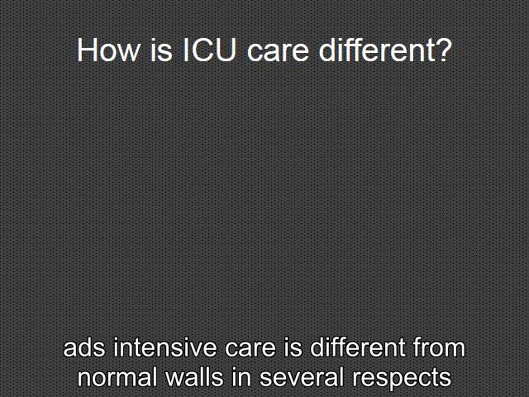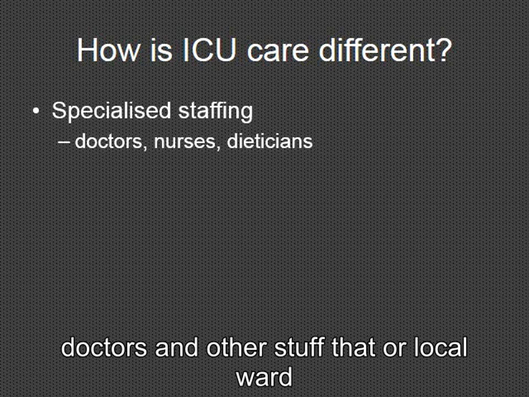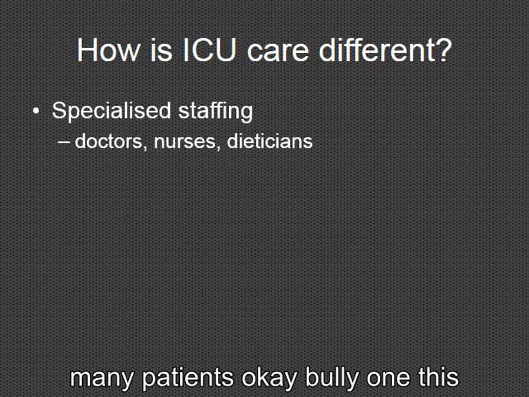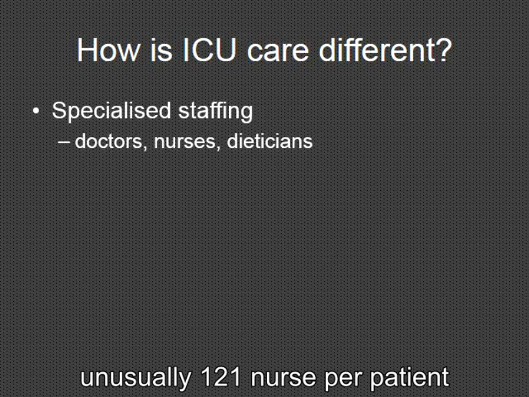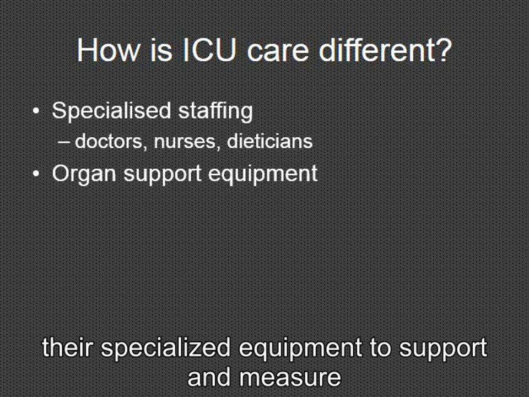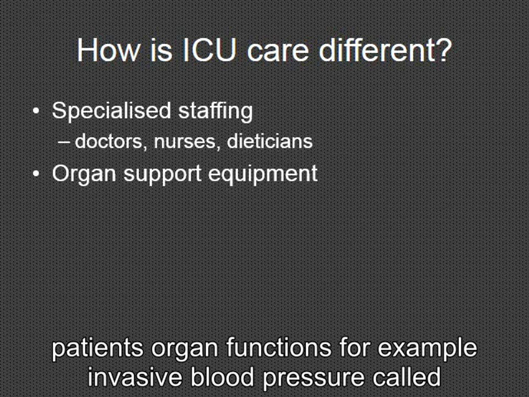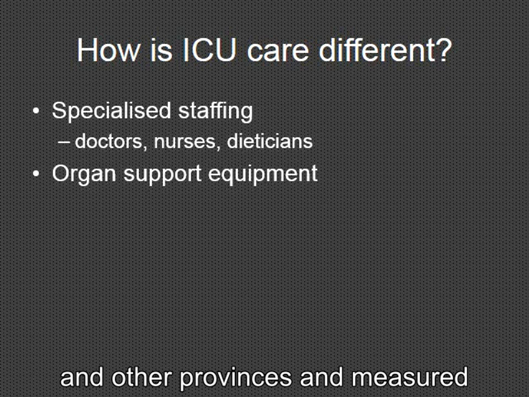The intensive care is different from normal wards in several respects. Firstly, there are specialised nurses, doctors and other staff there. On a normal ward, many patients are cared for by one nurse or one doctor, but on the intensive care there are higher numbers of doctors and usually one-to-one nurse per patient. Secondly, there is specialised equipment to support and measure patients' organ functions. For example, invasive blood pressure called arterial lines, continuous ECG, temperature and other parameters are measured.